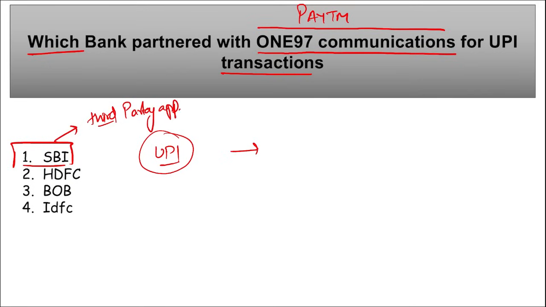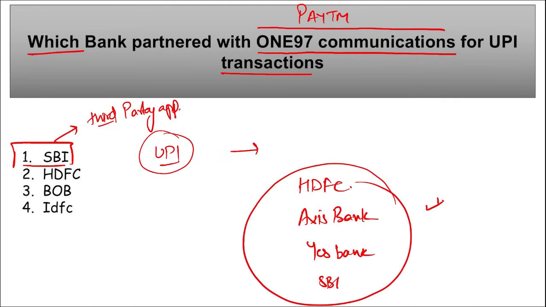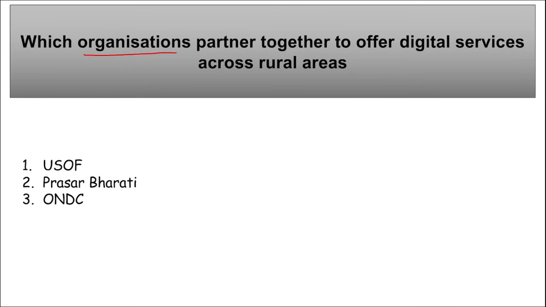Apart from this, the three other third party app provider licenses are with whom? HDFC Bank, Axis Bank and Yes Bank. And now it is SBI Bank. These are the four banks that have partnered with Paytm or One97 Communications for UPI transactions. Next, which organizations partnered together to offer digital services across rural areas?